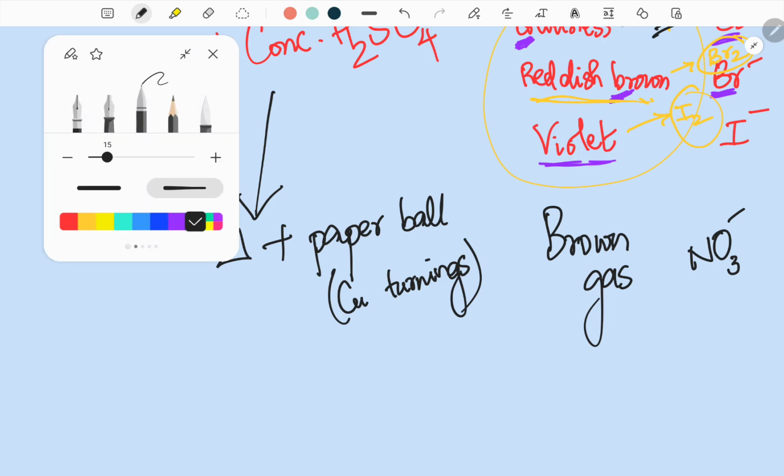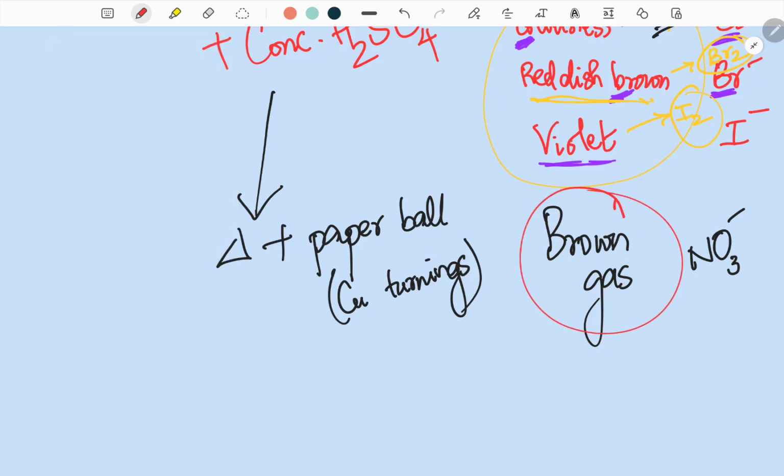Now what is the brown gas being evolved? That is the chemistry behind the reaction. The brown gas being evolved is nitrogen dioxide. You have studied in grade 10 that nitrogen dioxide is brown in color. So this brown gas which is being liberated is actually nitrogen dioxide, which is why the ion that is present is nitrate.